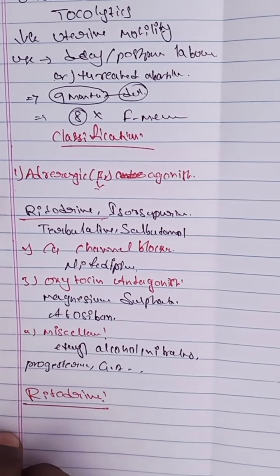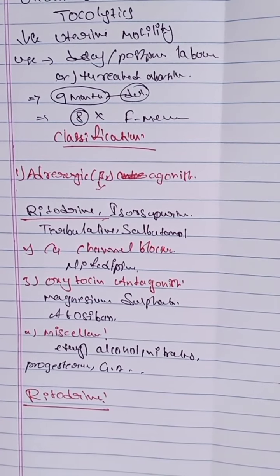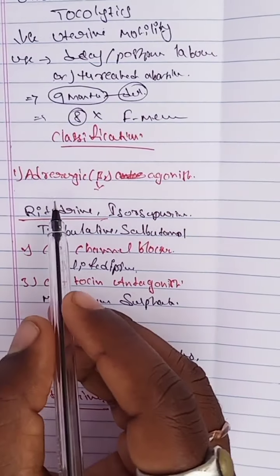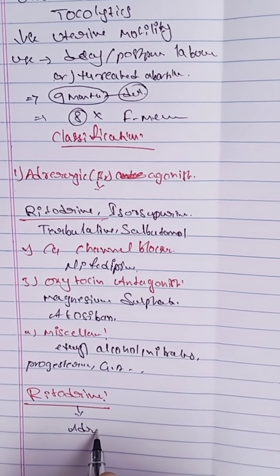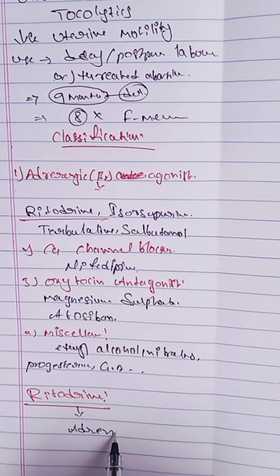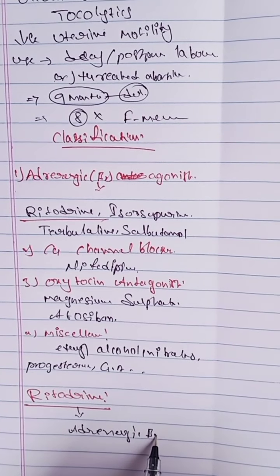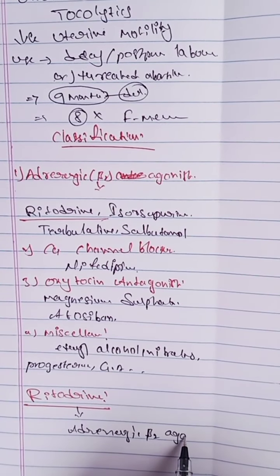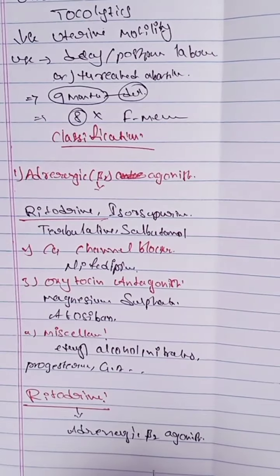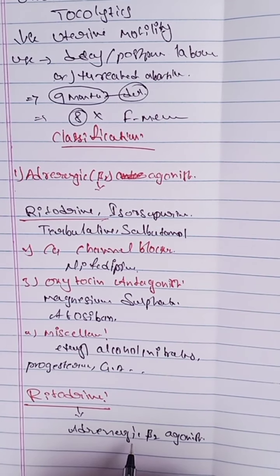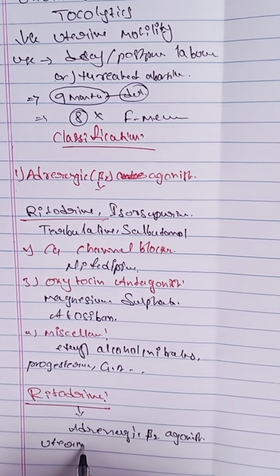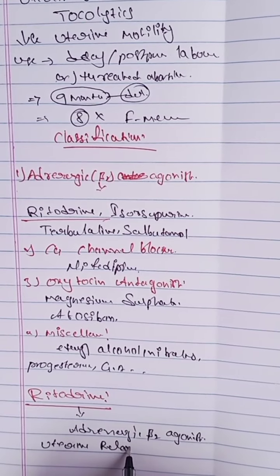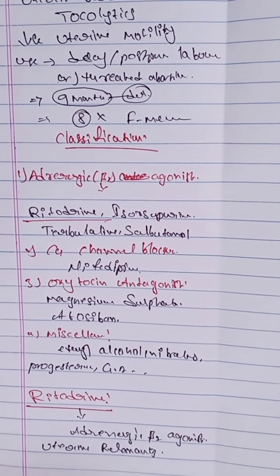So ritodrine. What is ritodrine? Ritodrine is an adrenergic beta 2 agonist. And the next one, it is used as a uterine relaxant.